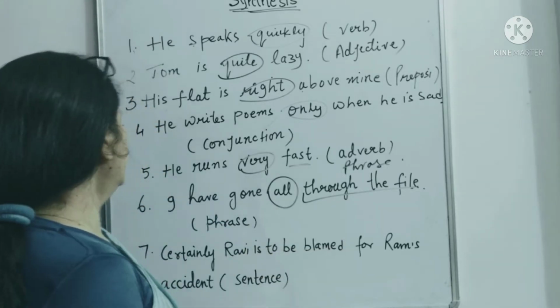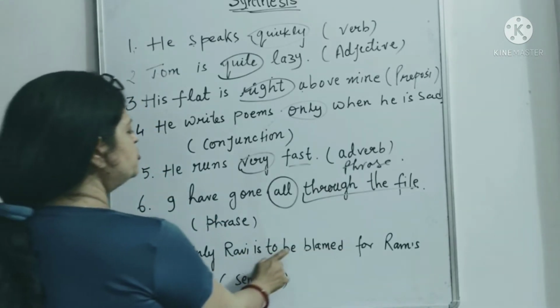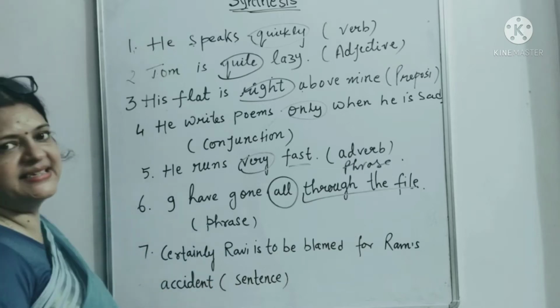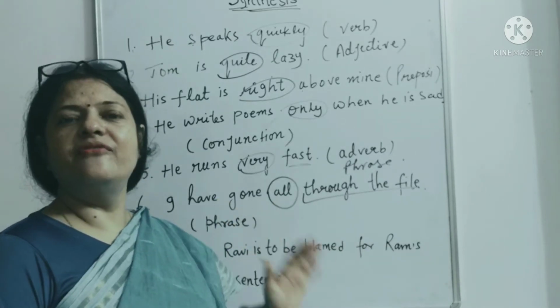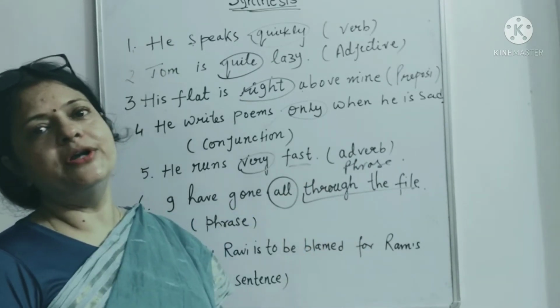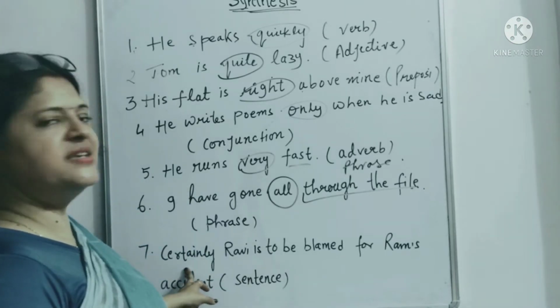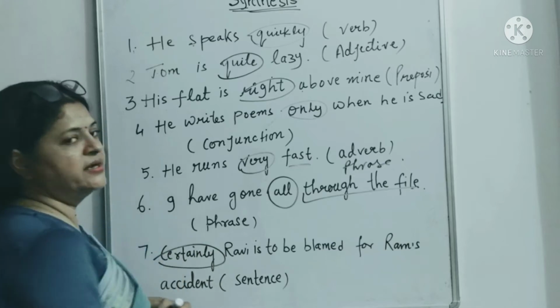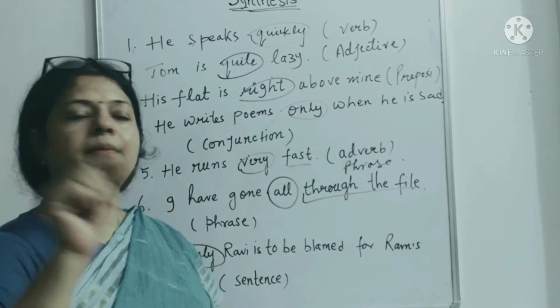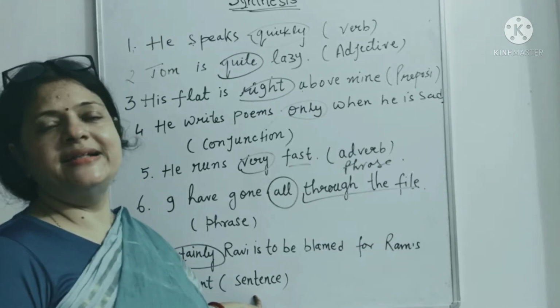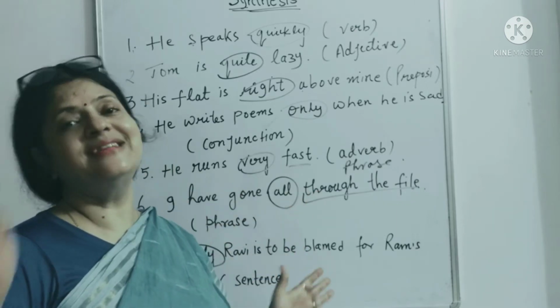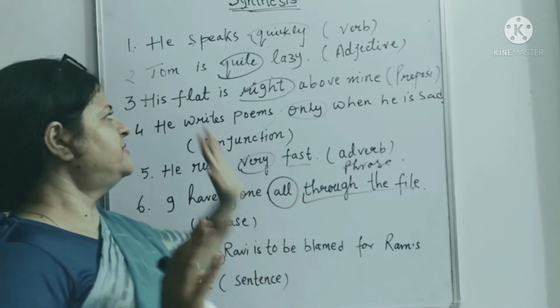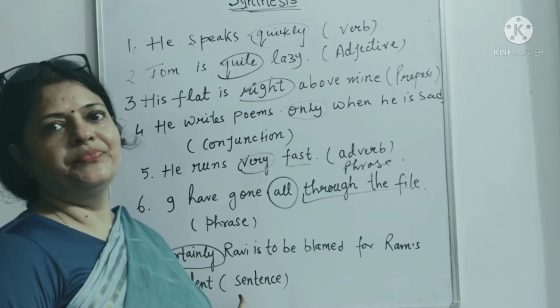Understand? Now, certainly Ravi is to be blamed for Ram's accident. So we have seen here that an adverb has come in the beginning of a sentence. Understand? So it can come in the beginning of a sentence by modifying the whole sentence. So we have seen the work of an adverb.